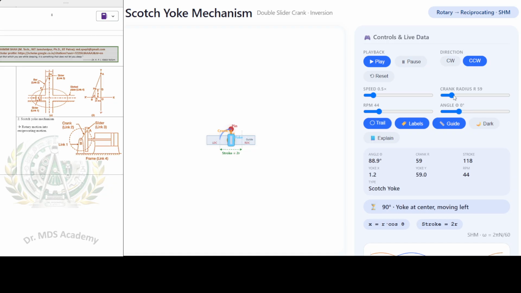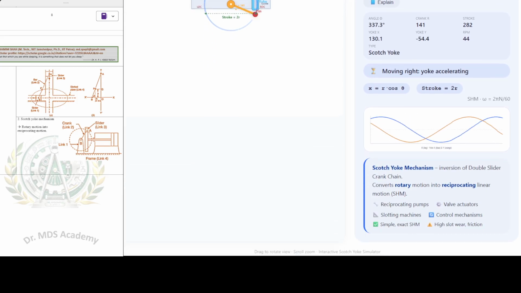So you can see like this. See here, this is the crank and this is the stroke length 2 into r. Here the path, how the motion is taking place in case of the Scotch Yoke mechanism.